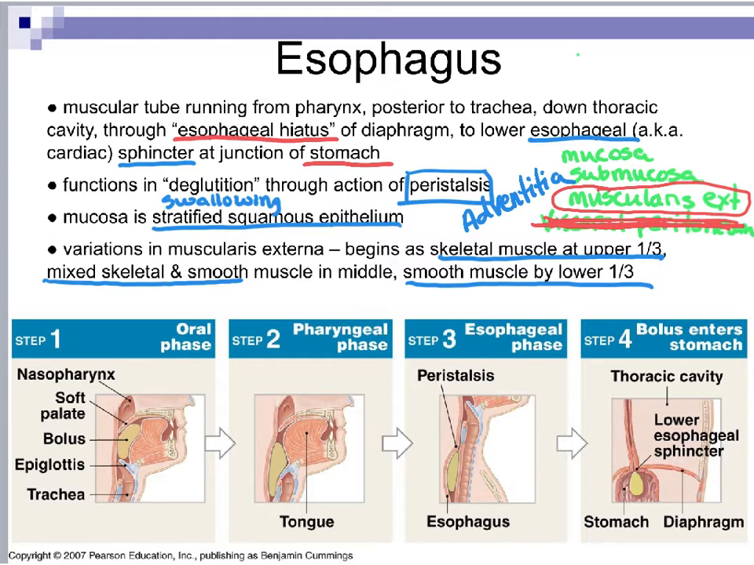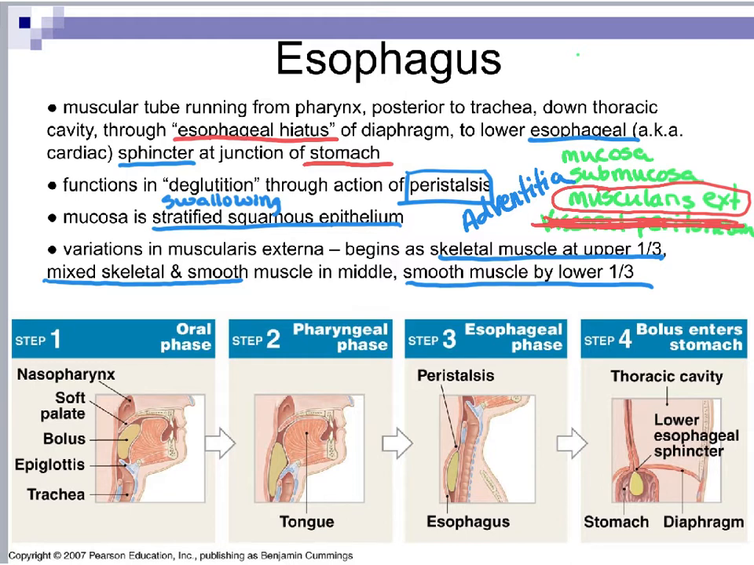These steps of swallowing that you see in this graphic at the bottom, they're neat to understand how swallowing occurs, but I'm not going to hold you responsible for them during our strange, crazy spring 2020 COVID semester. So you can look at that, but you won't be tested on that.